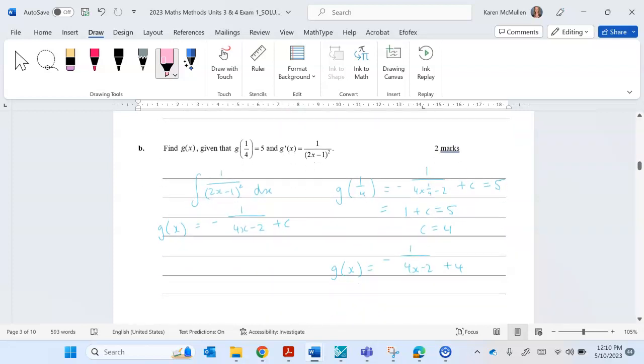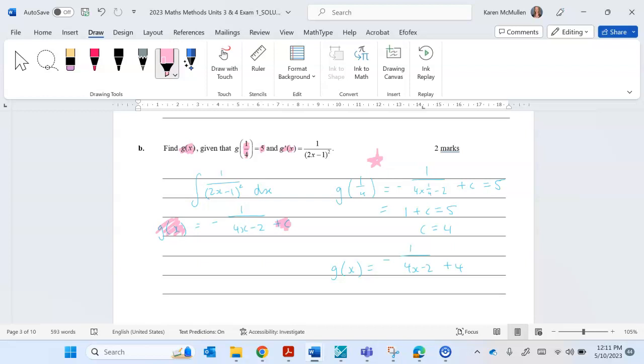All right, part B. So here we've got a little bit of information. We have to find g of x. So we know that when x is equal to 1/4, g of x is equal to 5. So that's what we've done on this side. And then the derivative is equal to that. So basically, if we find the antiderivative of the derivative, we get g of x. All right, so that's what I've done on the other side. Don't know why I did it the other way around, but anyway. Why did I do it? Oh, okay. Yeah, so I had to find the antiderivative first, and then we got the plus c, and then to find the value of c. That's why we did it that way.